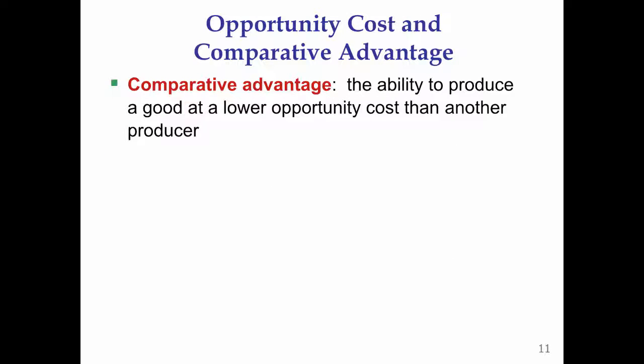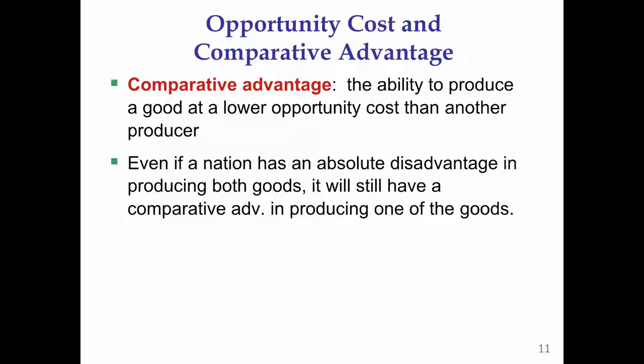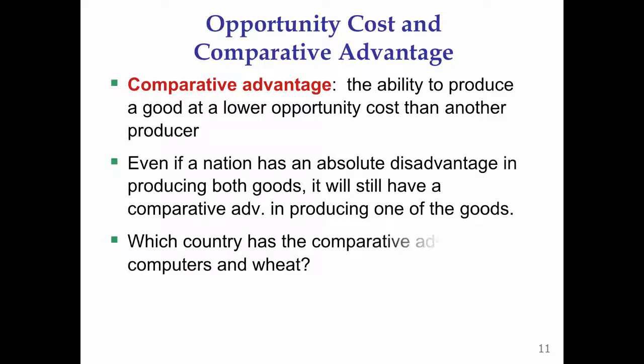And so comparative advantage is the ability to produce a good at a lower opportunity cost than another producer. And what we're going to see is, even if we have a nation like the US with an absolute advantage in producing both goods, and therefore a nation like the UK with an absolute disadvantage in producing both goods, the UK will still have a comparative advantage in producing one of these goods.